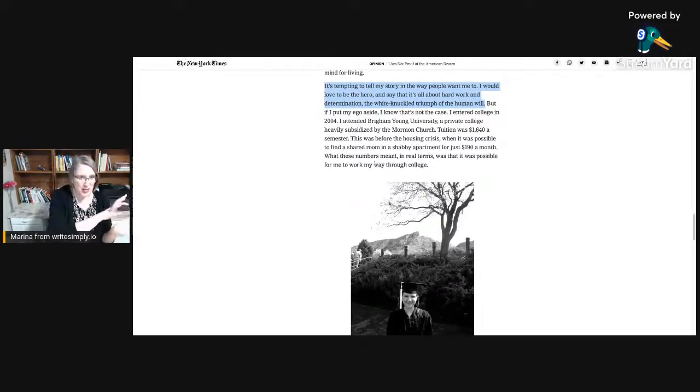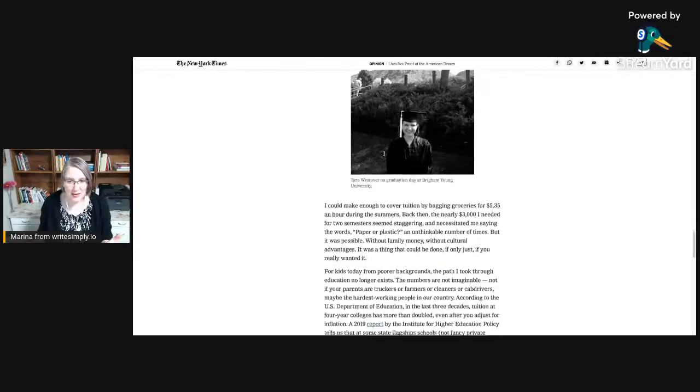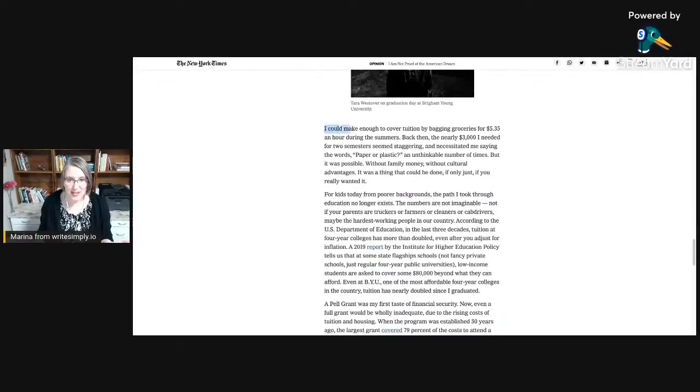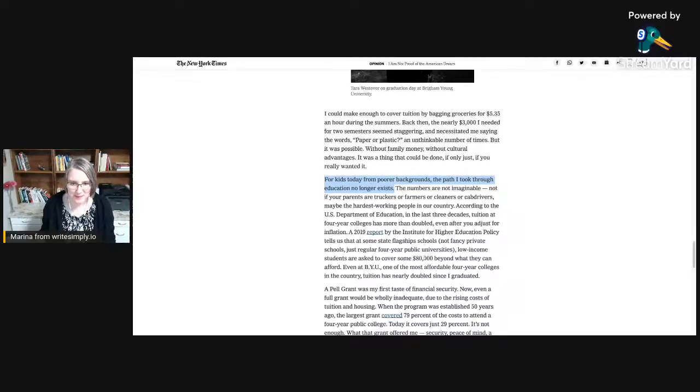When she was going to school, she could afford stuff. Things were cheaper. Now, so here she said, I could make enough to cover tuition by bagging groceries for $5.35 an hour during the summers. For kids from poorer backgrounds, the path through education no longer exists. So here she again is giving some reasons, strengthening her argument.